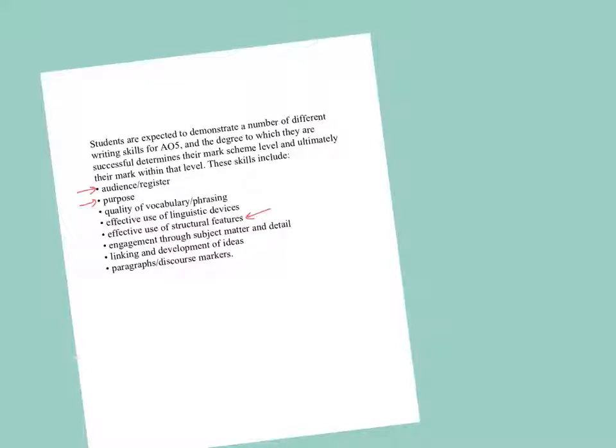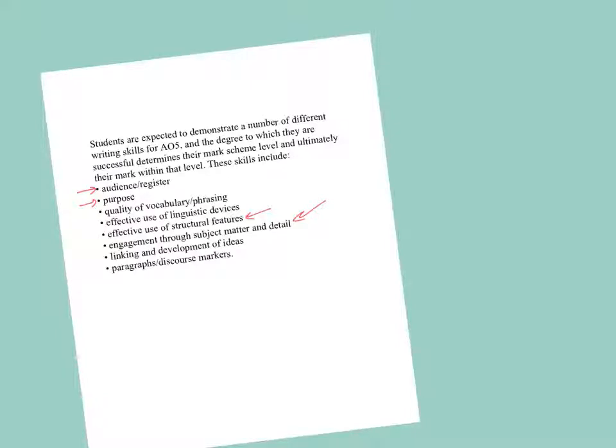The next one is a little bit more difficult to describe: engagement through subject matter and detail. You've got the instruction. And make sure that you look at both parts of the instruction, but actually making sure that you are doing something imaginative with that task, making sure that you're writing at times a lot about a little bit rather than trying to describe the whole plot of a Hollywood film.